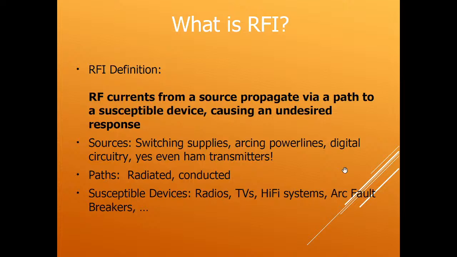And paths can be either radiated in the form of radio waves, as we all understand radio waves, or conducted. They can travel over power lines or over the power distribution circuitry in your house. And susceptible devices can be radios, TVs, hi-fi systems, arc fault circuit breakers, all kinds of stuff can be susceptible.